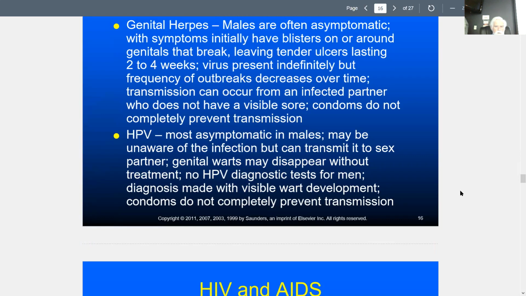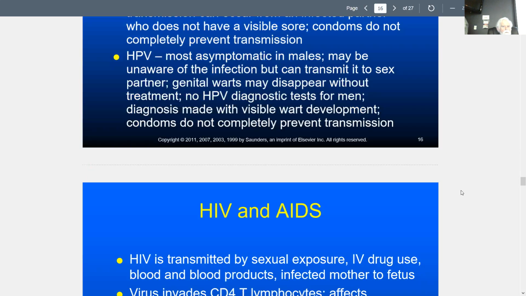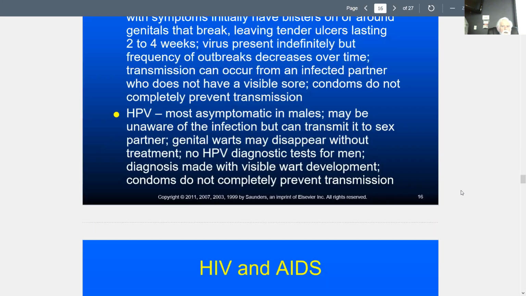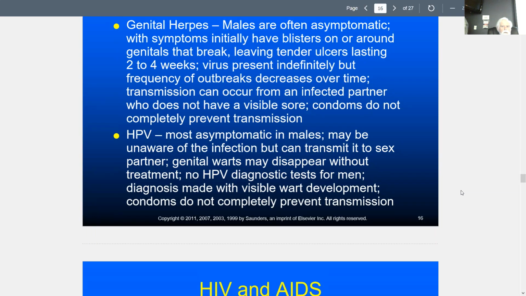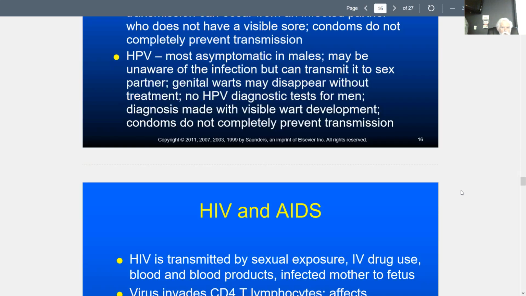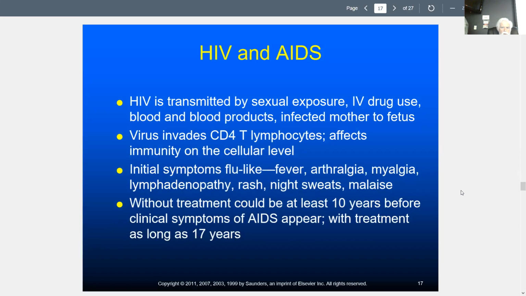Okay, so a lot of these diseases are asymptomatic in males, so we need to be aware of the possibility of having them. This also is useful in being aware of the health status of your sexual partners as well.